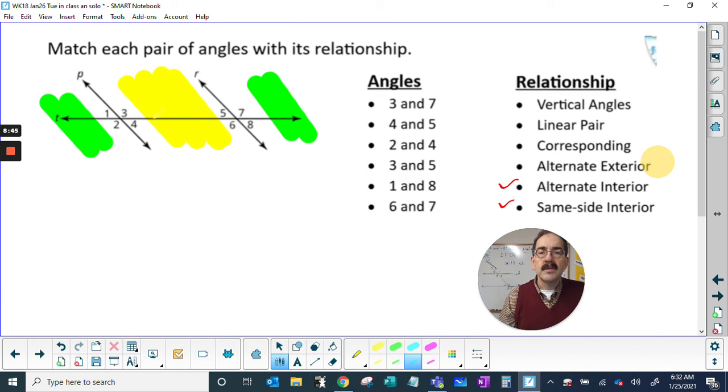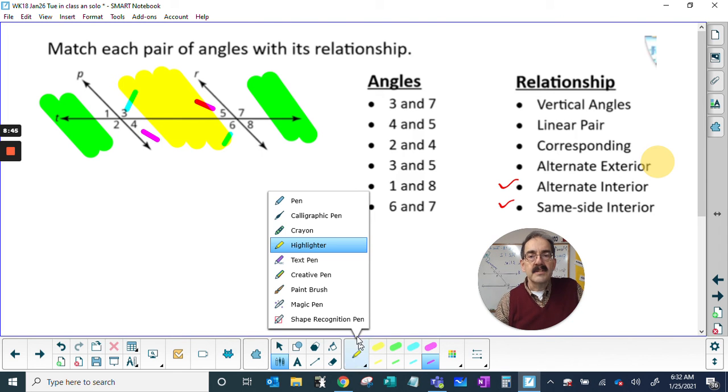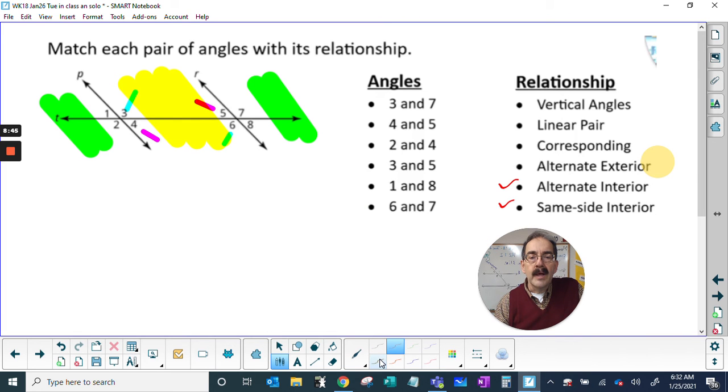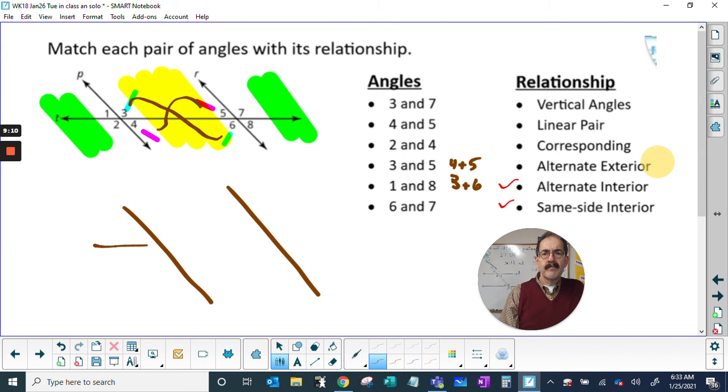Okay, so 3, 6, 5, 4. Okay, 3, 6, 5, 4. So let's write that up. 3 goes to 6, 4 goes to 5. So 3 and 6, 4 and 5. Okay, and our last concept is same side interior. Same side interior. 4 and 6, 3 and 5.